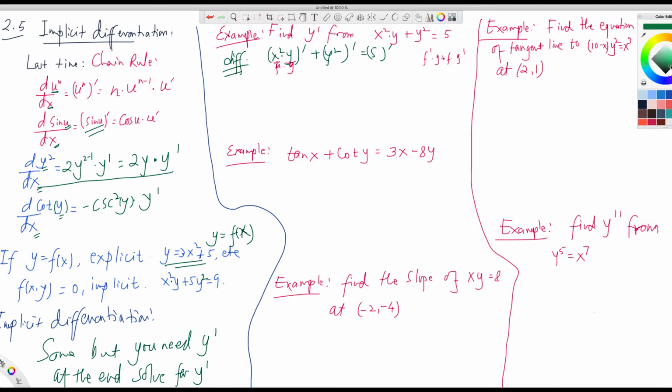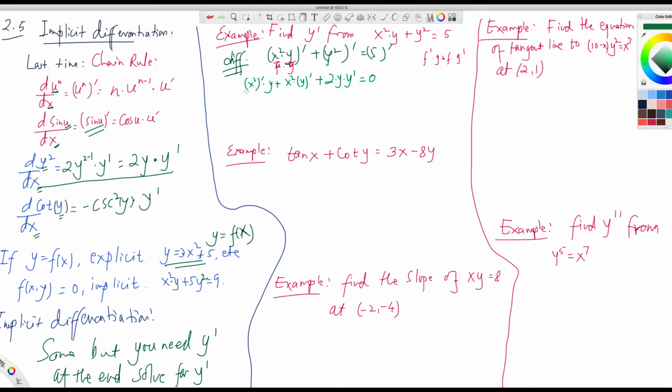So how do I do that then? It is the derivative of x squared, so (x squared)' times y plus x squared times the derivative of y. Plus, what is the derivative of y squared? It will be 2y and then y prime, y to the 2 minus 1, that is just 2y times y prime, equals, the derivative of a constant is 0.